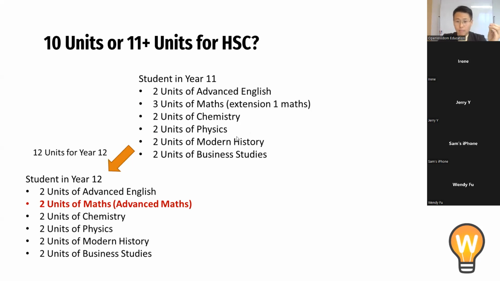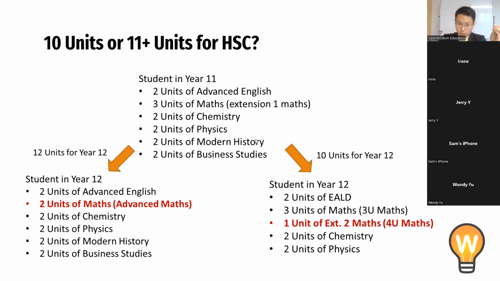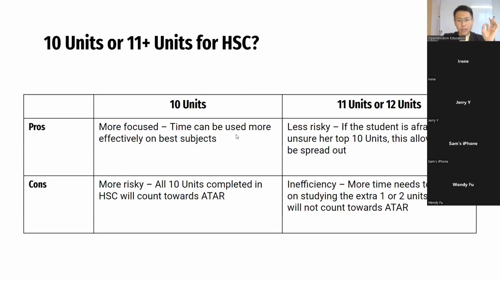Alternatively, this student may drop both modern history and business studies, but then take up an extra unit of extension 2 maths, which is 4 unit maths, which will make up 10 units for year 12. All right, so these are the 2 options that a student may make. So here's the table of summary on the pros and cons of choosing 10 units, 11 units, or 12 units. So this is probably the gem of this slide up to now. So if you want to take a picture, feel free to do that. It's okay. But I'll quickly summarize this.